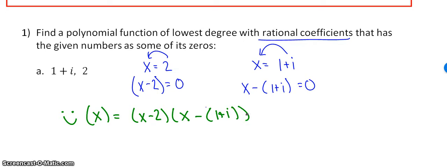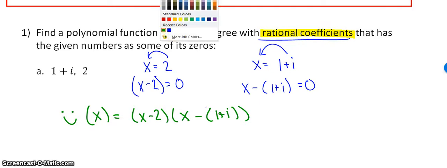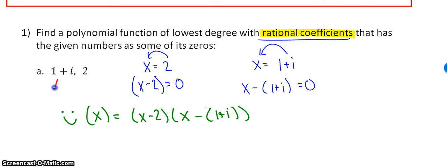Okay, so in order to get this as a polynomial function, I want to write it in standard form. I would go ahead and distribute out all this, multiply it out. But if I do that, you realize we have a problem because I would have imaginary coefficients, and we want a polynomial function with rational coefficients. That means there's something missing in my function. So we can't have a polynomial with i's in it. Every time you have an imaginary or a complex root, it always comes in a conjugate pair. Which means that if 1 plus i is a solution, 1 minus i is also a solution.